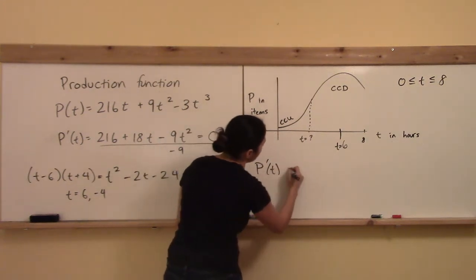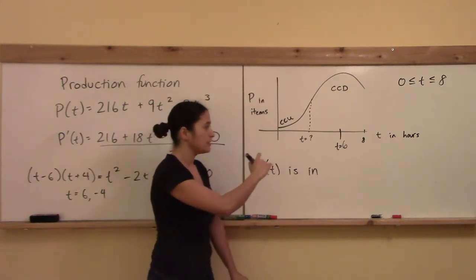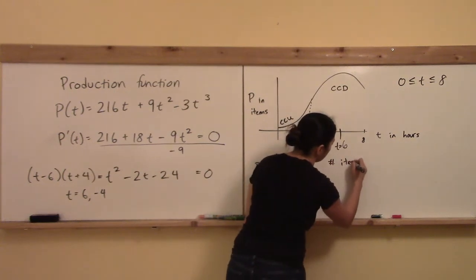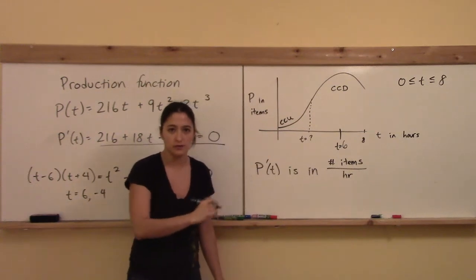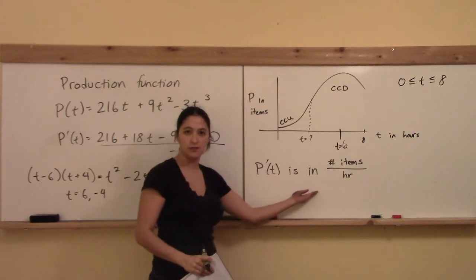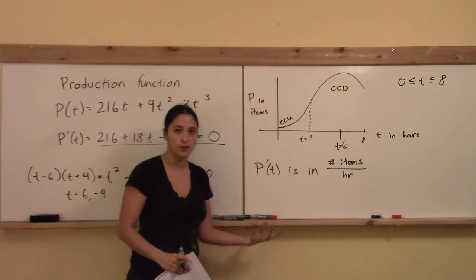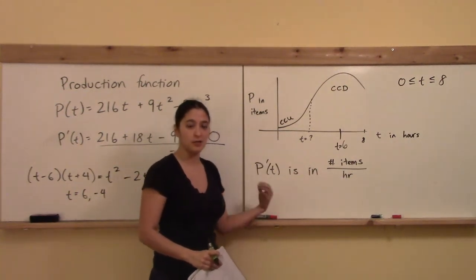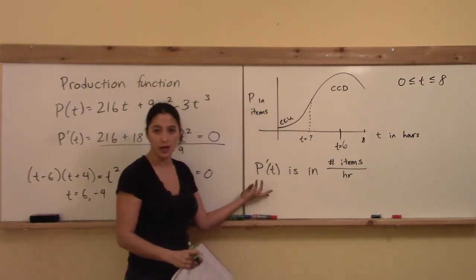Okay, p prime of t is, here we go again with the units, in y units over x units. So it's in number of items per hour. It's always the same, y units over x units. As long as you figure those out, y units, x units, the derivative is that ratio, okay? And the reason I care is because then I can interpret what p prime is. Items per hour, so that means that if I let my workers work for 1 more hour, they will make p prime more items, okay?